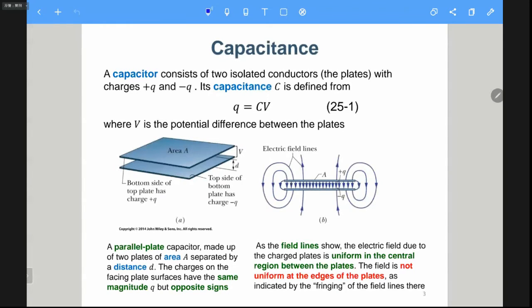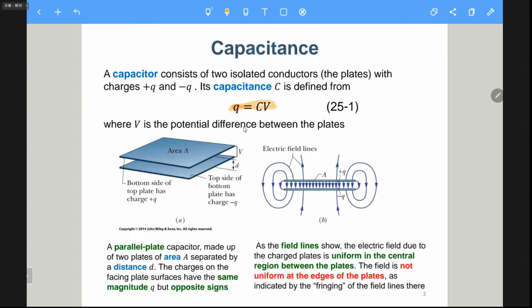Okay, here is the definition of a capacitor. So a capacitor consists of two isolated conductors, the plates, with charges positive Q and negative Q. So its capacitance is derived from this expression, Q equals CV. Q equals CV. So this is the most useful formula for a capacitor. Actually, I am still using it in my research recently. So it is a very useful expression, I would say.